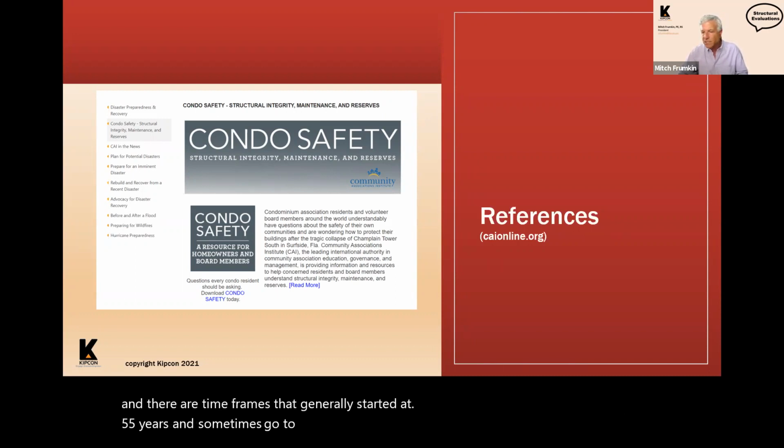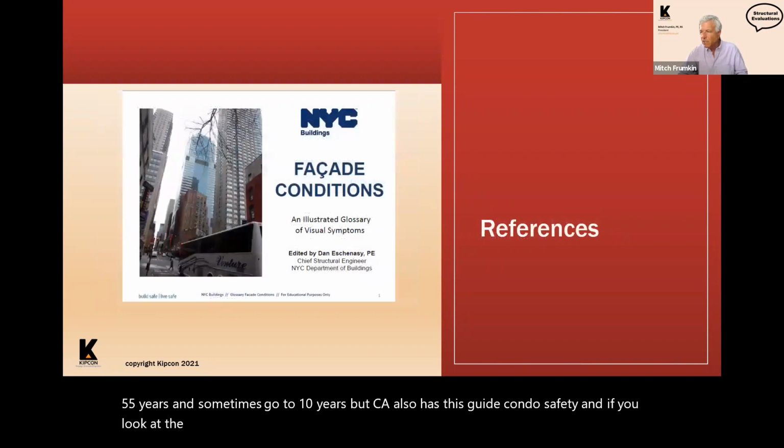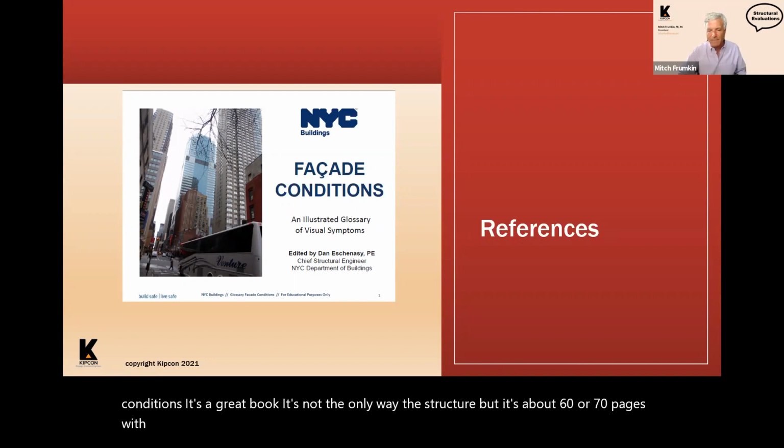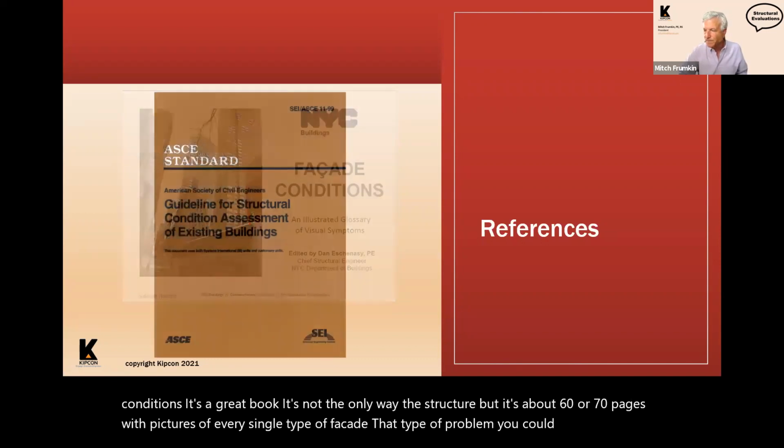But CAI also has this guide, Condo Safety. If you look at the CAI national website, this is a book that you can download, New York City Facade Conditions. It's a great book. It's not dealing with the structure, but it's about 60 or 70 pages with pictures of every single type of facade, the type of problem you could have, and what causes it.